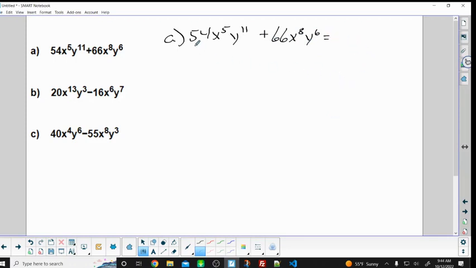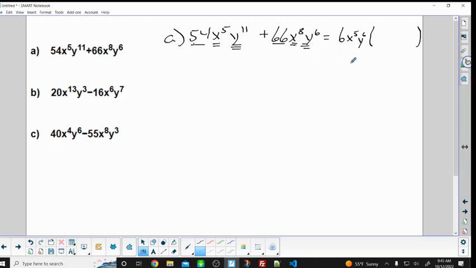The first thing I'm going to do is look at my coefficients. It's 54 and 66, and I am thinking the greatest common factor between 54 and 66 is going to be a 6. So I'll put that right out there. Then we have x to the 5th and x to the 8th, so out of both of those I could take out an x to the 5th. Then we have y to the 11th and y to the 6th, and I can factor out a y to the 6th on both of those. Notice on that first step, I just took it one piece at a time. I went to the coefficients, then I went to the x, and then I went to the y.